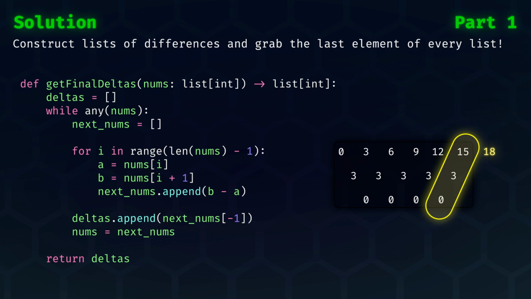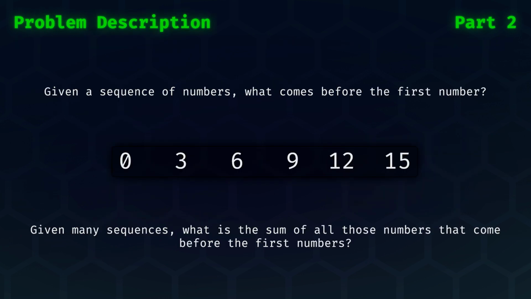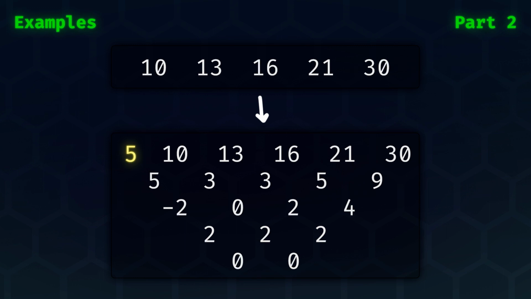Let's take a look at part 2. For part 2, we're asked to determine for any given sequence of numbers, what is the number that would come before the first number? So this is the opposite question of part 1. Given many sequences, again we're asked to give the sum of all those numbers that come before the first numbers in those sequences. Let's jump to a quick example.